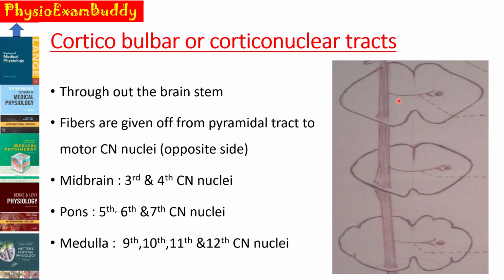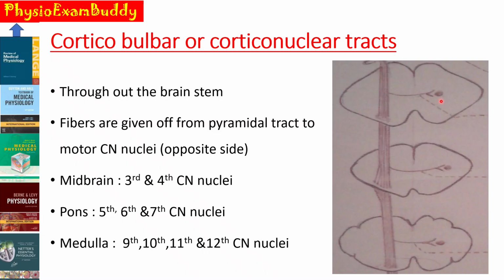Next is about the corticobulbar or the corticonuclear tract. This corticobulbar or corticonuclear tract is just some fibers arising from the pyramidal tract and supplying the cranial nerve nuclei. So the other name for the corticobulbar tract is the corticonuclear tract. They run throughout the brainstem, and the fibers are given off from the pyramidal tract to the motor cranial nerve nuclei on the opposite side.